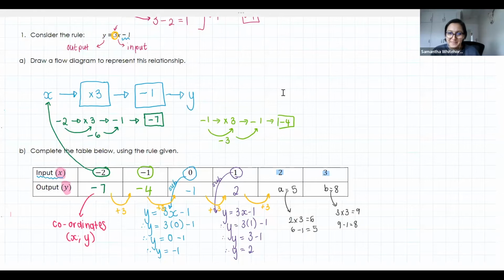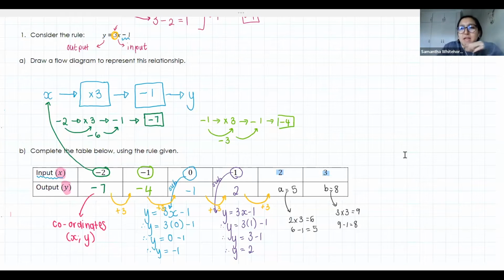Sorry, ma'am. So, ma'am, when we get the 3, can the rule only be based on the 3x without the -1? So it could be based on that, yes, but then our output values will look a little bit different. I could just have a rule of y equals 3x or y equals 2x with no minus or plus anything. Okay, ma'am. Okay, good.